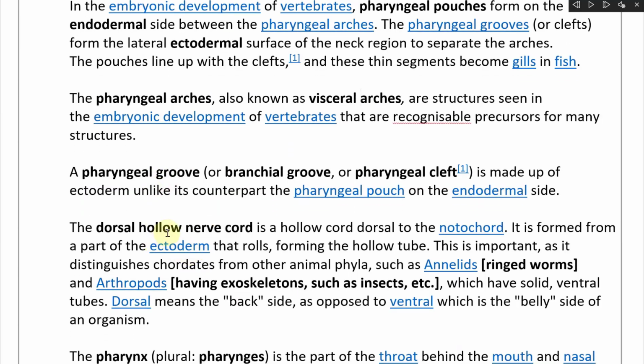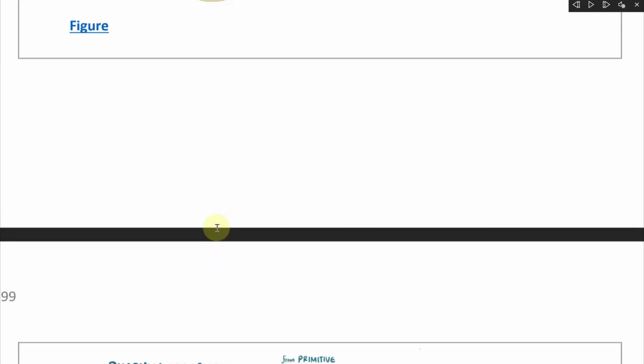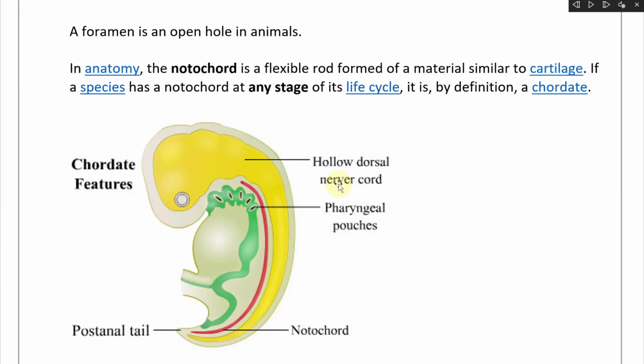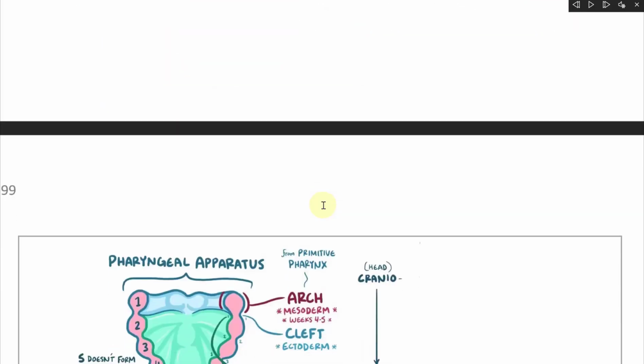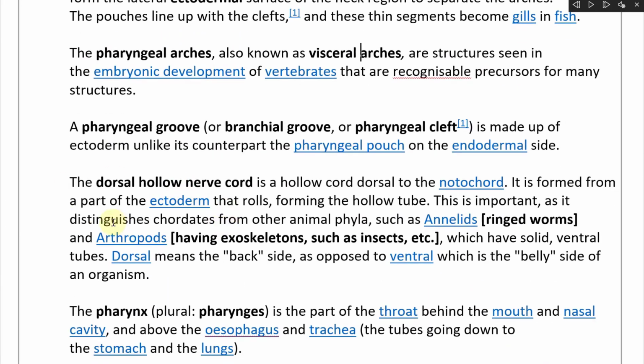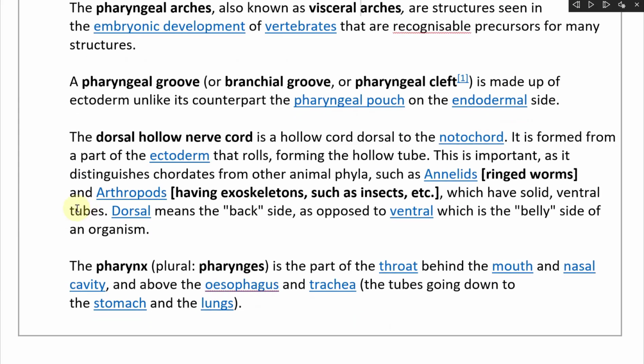Going further, the dorsal hollow nerve cord, or here it says nerve cord. It might be a typo, so you be the judge. Yeah, so the dorsal hollow nerve cord is a hollow cord dorsal, or behind, the notochord. It is formed from a part of the ectoderm that rolls, forming the hollow tube.